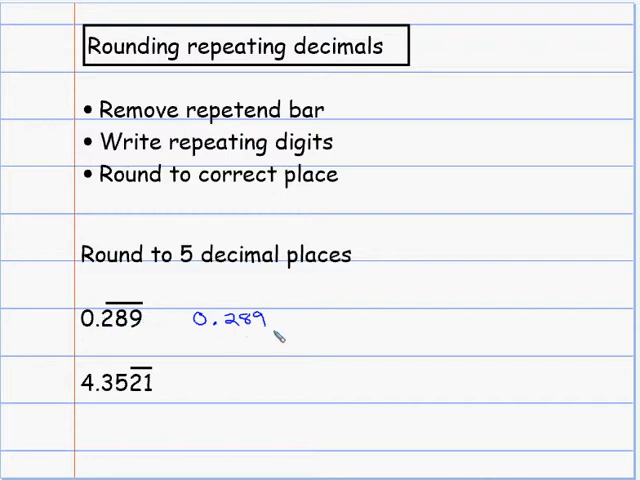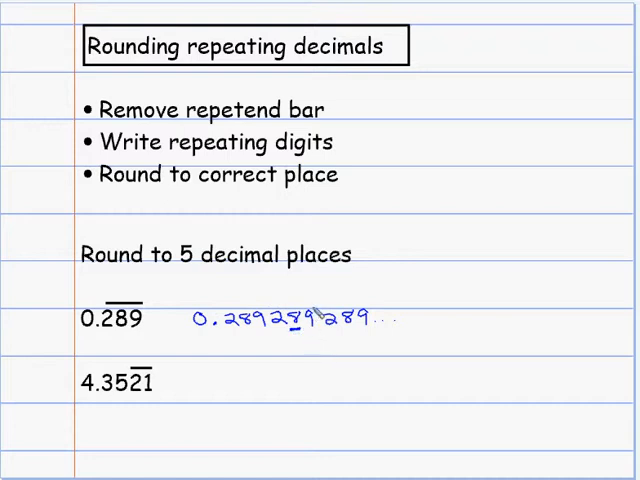Step 2, write repeating digits. The 2, the 8, and the 9 repeat, so I'm going to write 289, 289, and then that would go on forever. Round to the correct place. So rounding doesn't happen any differently than it did before. I need to find where the 5th decimal place is. 1, 2, 3, 4, 5. So this is the 5th decimal place right here.